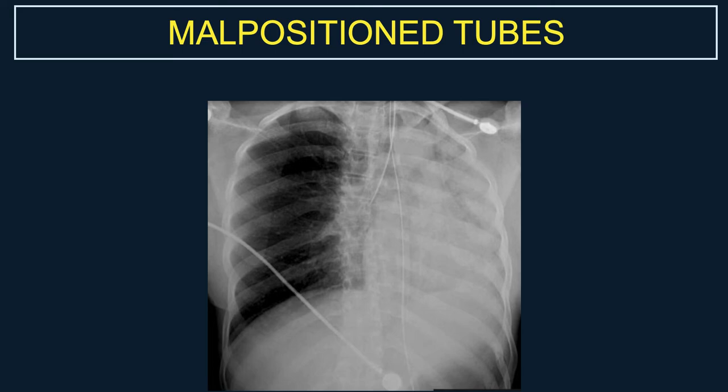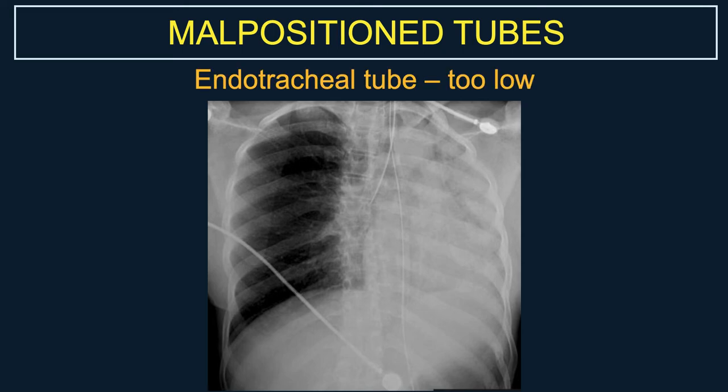So can you identify the critical finding in this radiograph? Okay, so the ET tube is too low. The tip of the endotracheal tube is in the right main stem bronchus. So this is a critical finding, and you need to relay this right away because right main stem bronchus intubation will lead to atelectasis of the entire left lung and hyperinflation of the right lung.